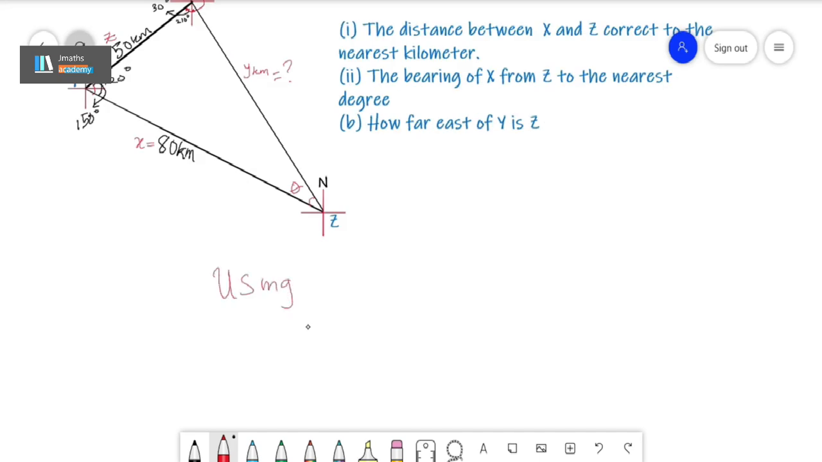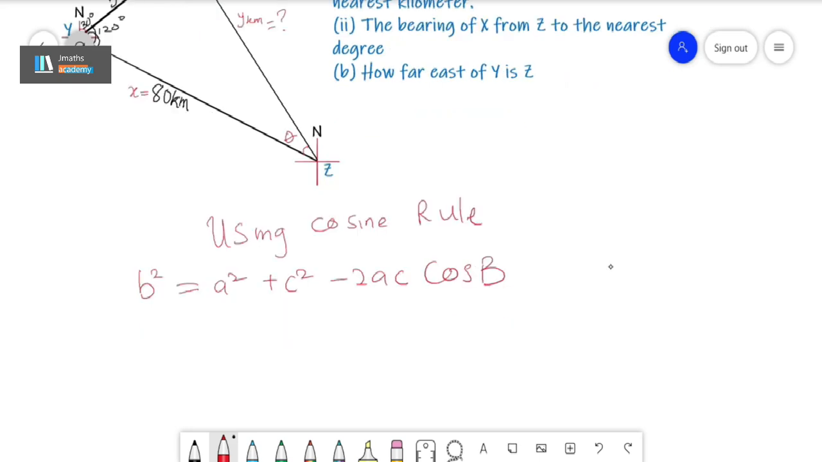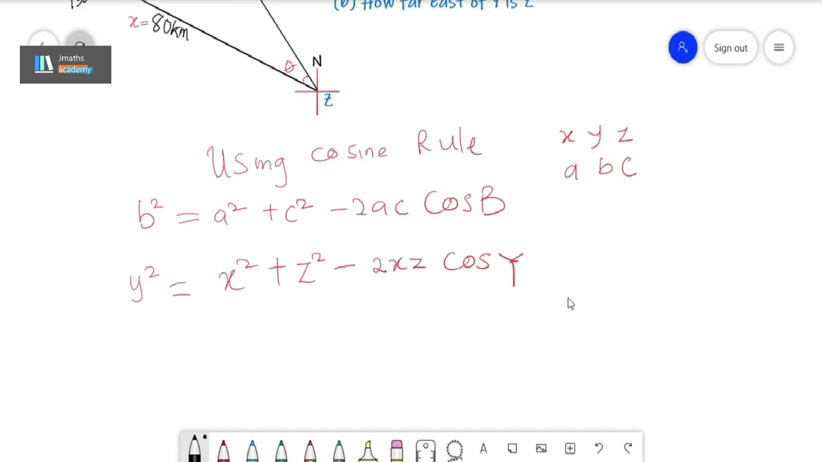So using cosine rule, which we know to be b square is equal to a square plus c square minus 2ac cos B. Similarly for this question, the variables are quite different. We used x, y, z instead of a, b, c. So we have y square is equal to x square plus z square minus 2xz cos Y. So now this is our new cosine formula.